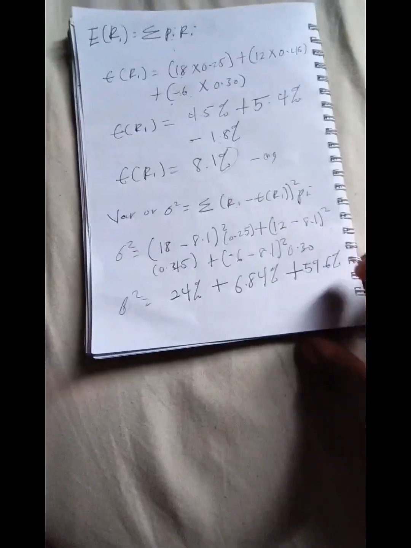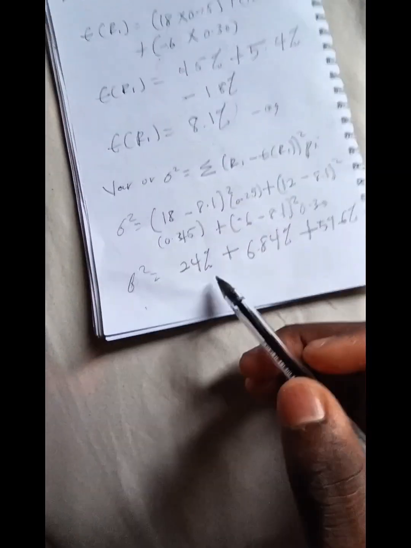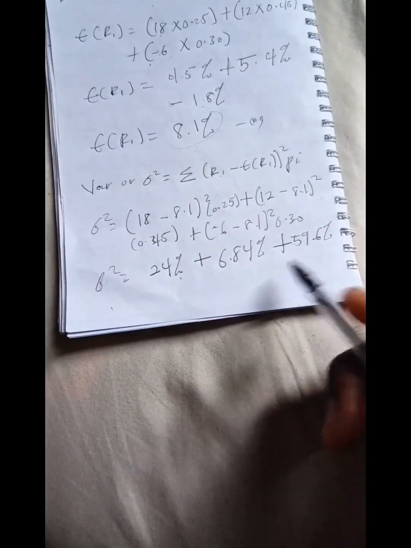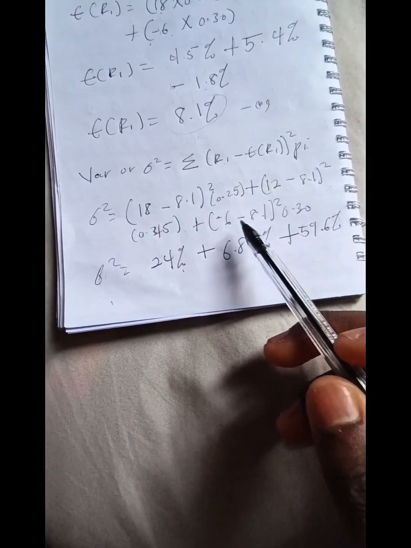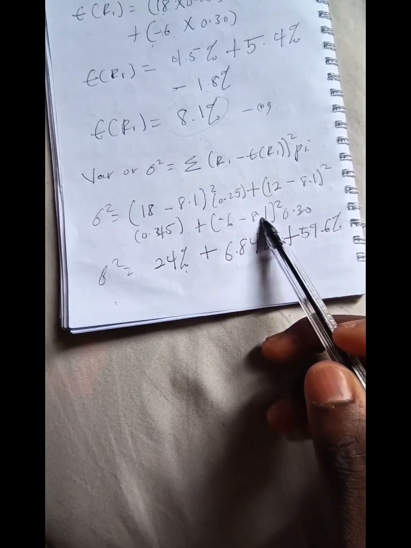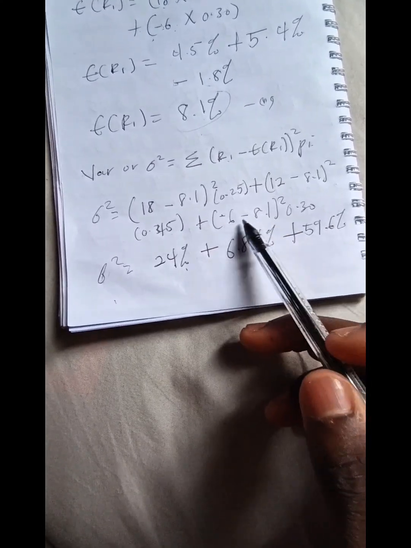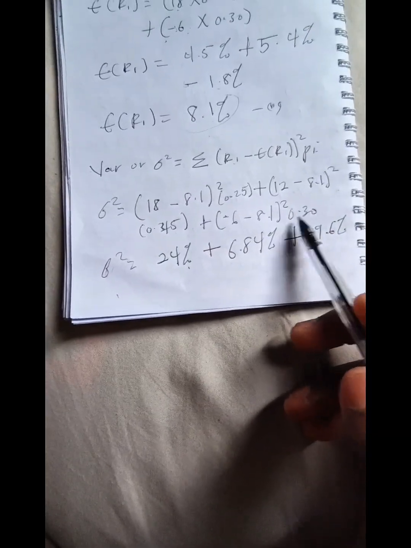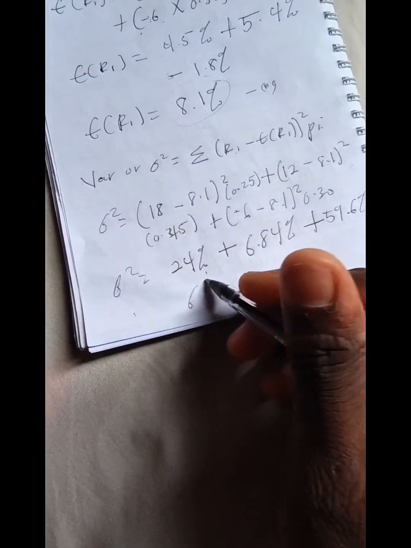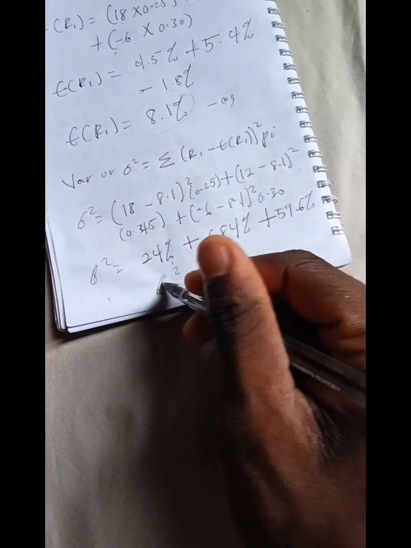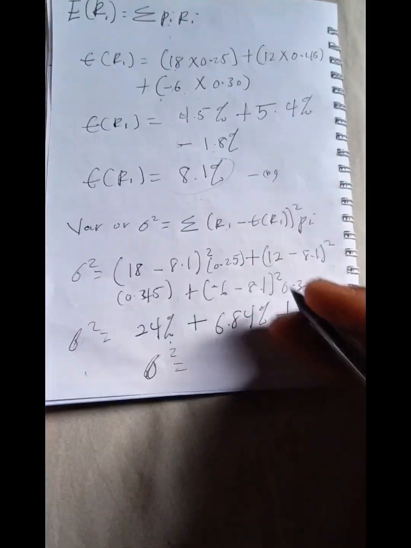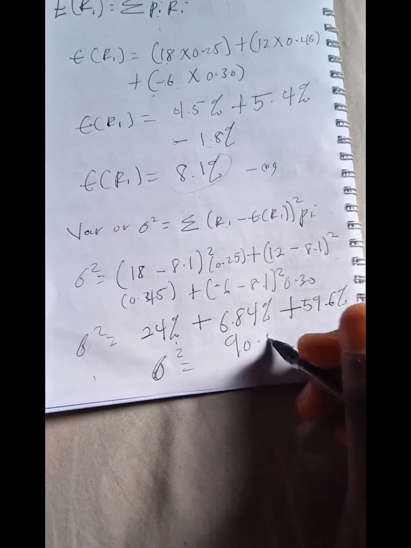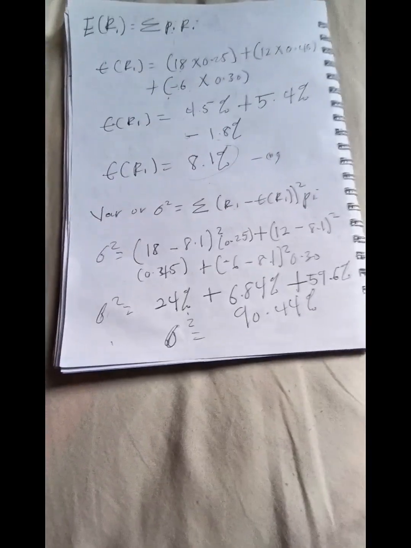Our values go thus. Sigma squared is equal to 24% plus 6.84%, that's the value for this, then plus 59.6, that's the value for this, because minus 6 minus 8.1 is going to be minus 14.1, then all squared, minus times minus is going to give us plus, times 0.30. Now let's add all these values together. Our variance, or sigma squared, sorry, my sigma looks like a 6, is equal to 90.44%. So this is the variance.